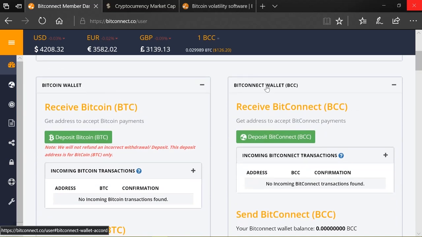If you look down here further and we scroll down a little bit, you get the Bitcoin wallet and Bitconnect wallet. So you've got receive Bitcoin, BTC, that's the acronym for Bitcoin. Some trading platforms will say BTX, but BTC or BTX is Bitcoin, or receive Bitconnect, and their acronym is BCC, Bitconnect Coin. So you've got receive, and you have these buttons here, deposit, Bitconnect.